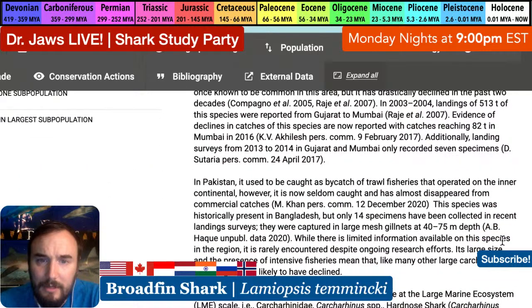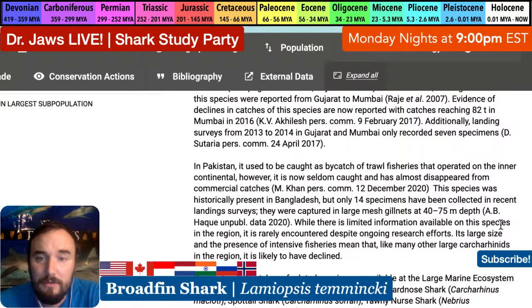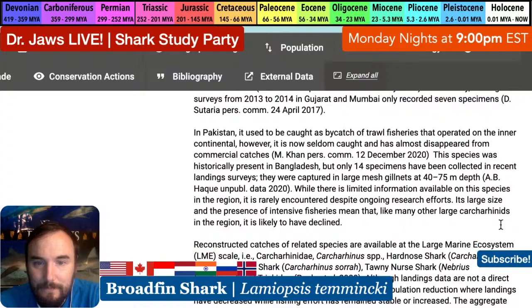In Pakistan, it used to be caught as bycatch of trawl fisheries that operated on the continental shelf. However, it is now seldom caught and has almost disappeared from commercial catches. The species was historically present in Bangladesh, but only 14 specimens have been collected in recent landing surveys. They were captured in large mesh gill nets at 40 to 75 meters depth. While there is limited information available on the species in the region, it is rarely encountered despite ongoing research efforts. Its large size and the presence of intensive fisheries mean that, like many other large carcharhinids in the region, it is likely to have declined.